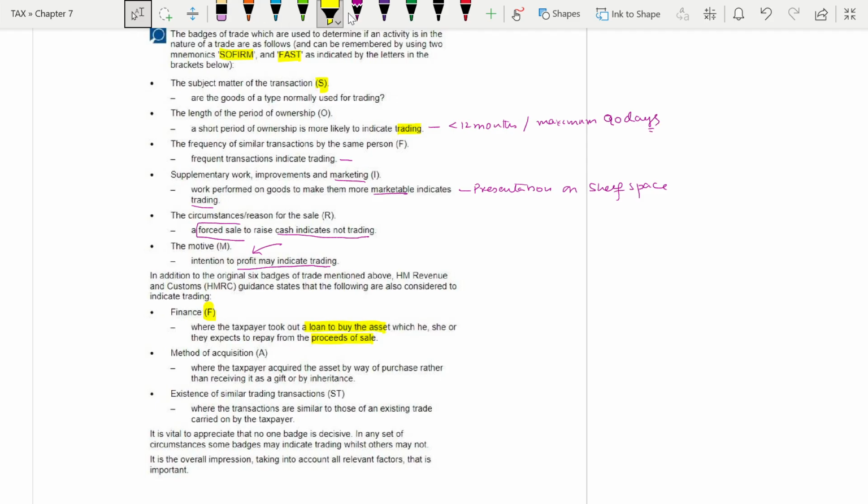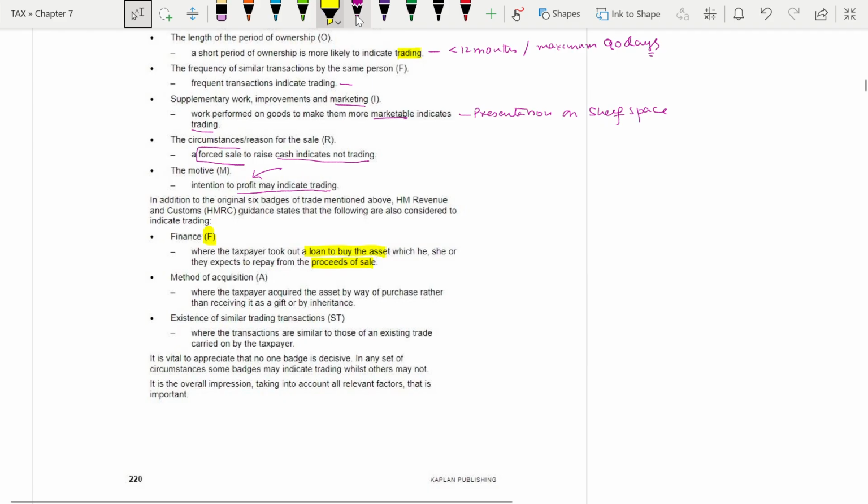Method of acquisition: a taxpayer acquired the asset by way of purchase rather than receiving it as a gift. You are purchasing.